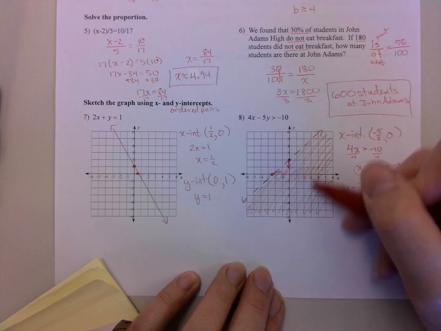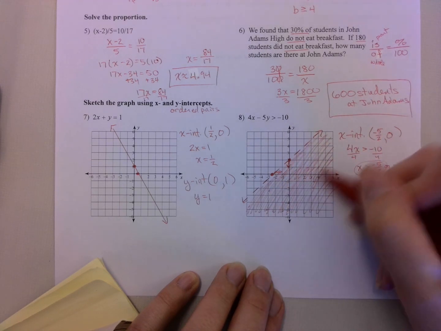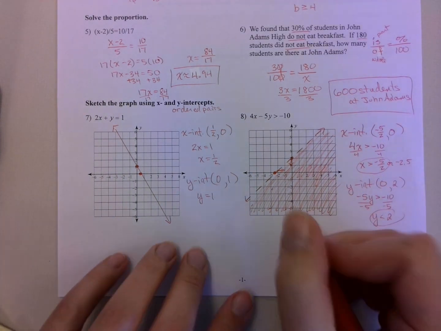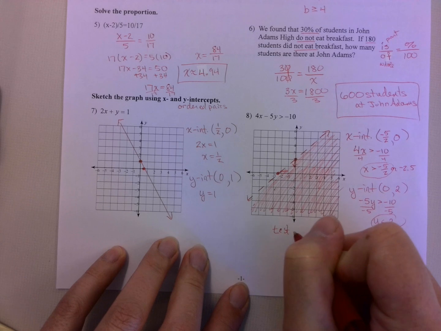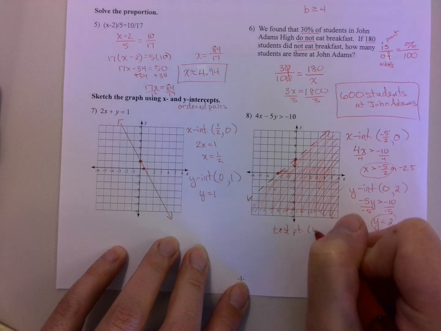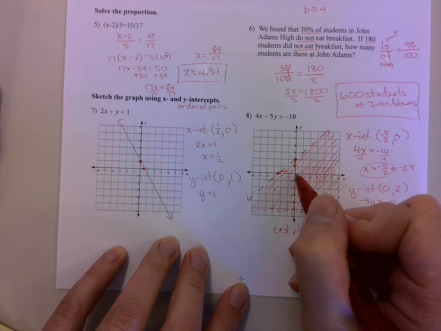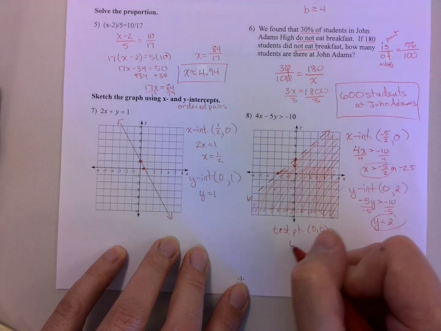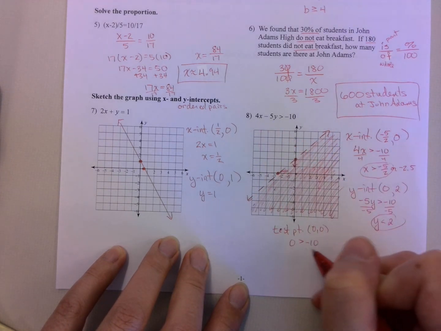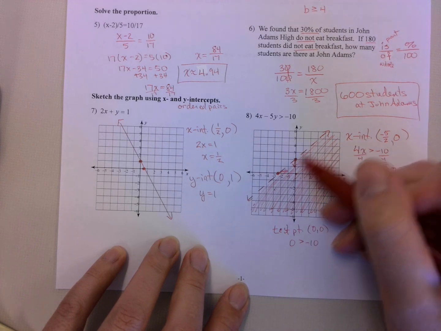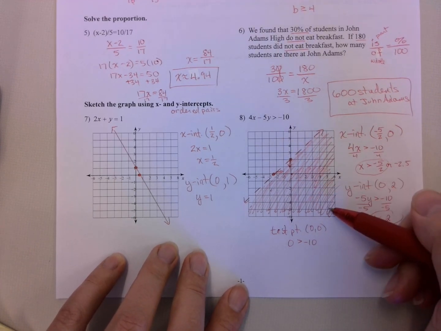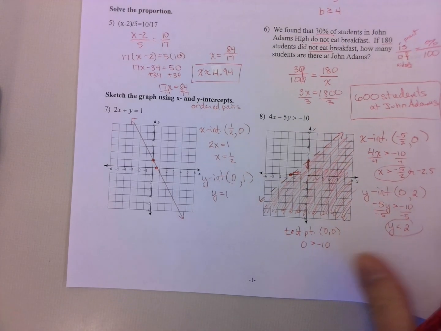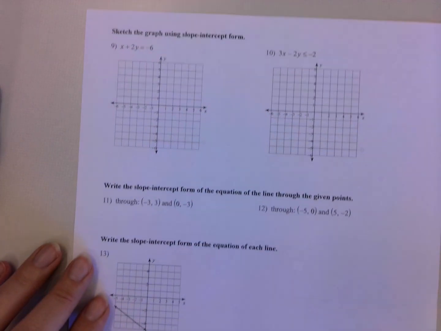There you go. If you don't like shading using your x and y intercept values, then you can use a test point. So that's the other option to shade. And the test point I like to use is (0, 0). And if I put 0 in here and 0 in here, then 0 is greater than negative 10. That is true, so that point works, and so does everything else. If it's not true, then I shade the other side. Okay, let's keep moving here.